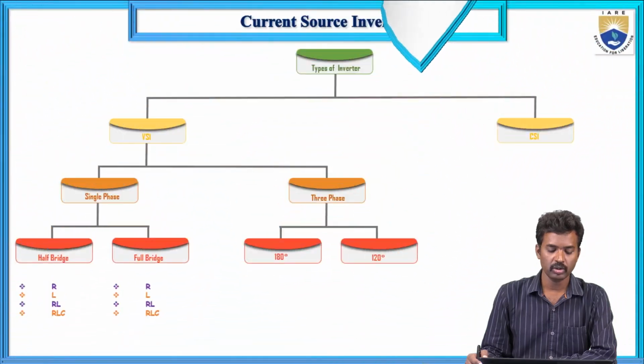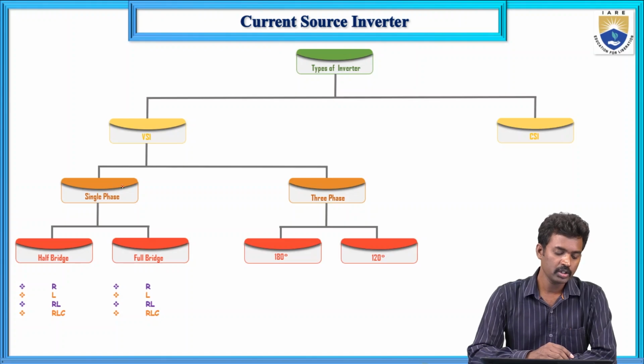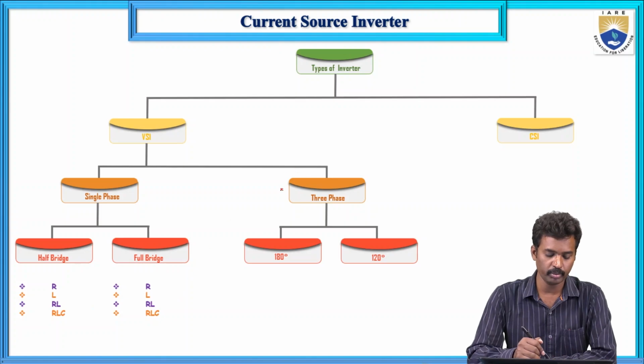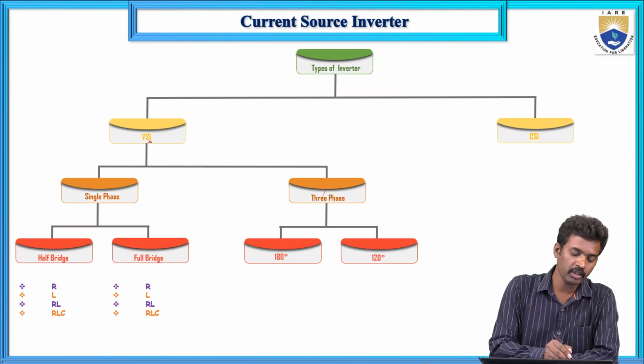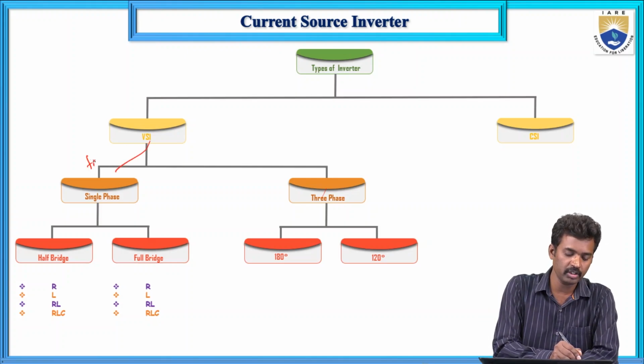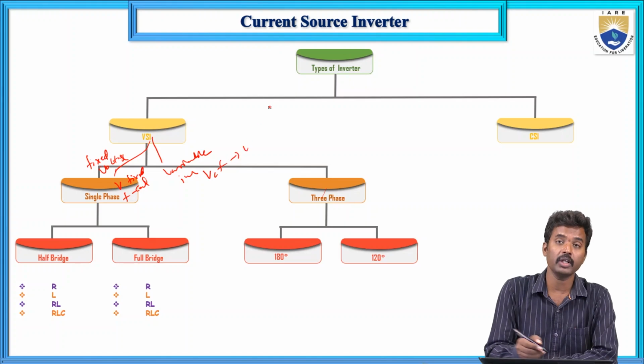Now the classification of inverters: we have already seen voltage source inverter and current source inverter. In the voltage source inverter, there are single phase and 3 phase. In the single phase, half bridge and full bridge. In the 3 phase, 180 degrees conduction mode and 120 degrees conduction mode. There are also fixed frequency, fixed voltage inverters and variable voltage inverters. In the fixed voltage inverter, voltage is fixed and frequency is constant, but here voltage and frequency both are variable.